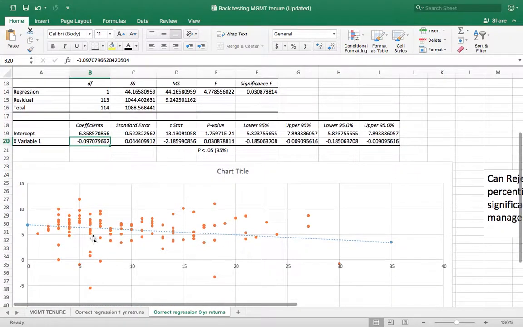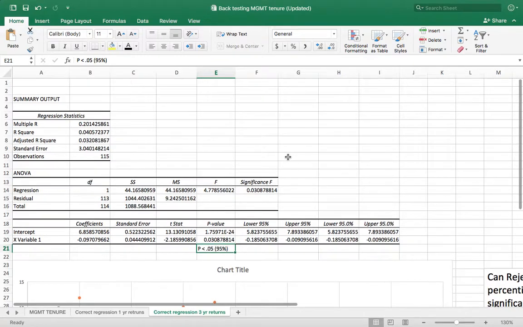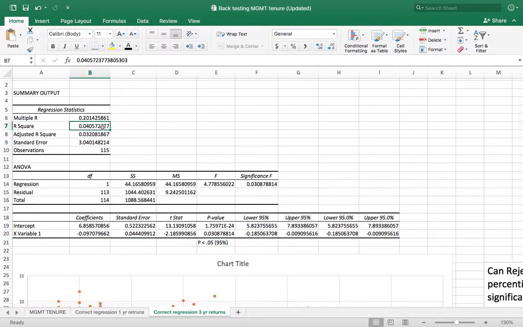The second is to see if there's significance here. So once again, our p-value is a little bit lower, 0.0308, than our 1 year return, meaning that we do have some statistical significance here as far as the manager tenure versus our 3 year returns. The next step is to look at our R squared. We have a pretty low R squared here. So like I said again, we don't necessarily want tenure to explain the returns, but we wanted to just see if there's a relationship.